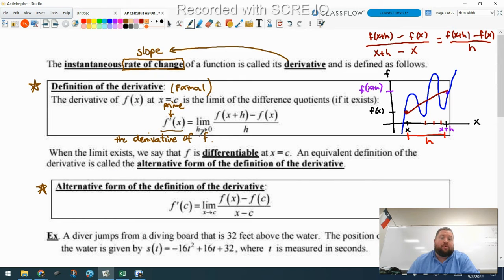And eventually h approaches 0. So that's where that limit comes from. We want to let that distance between the two points approach 0, and then that'll allow us to find the instantaneous rate of change.